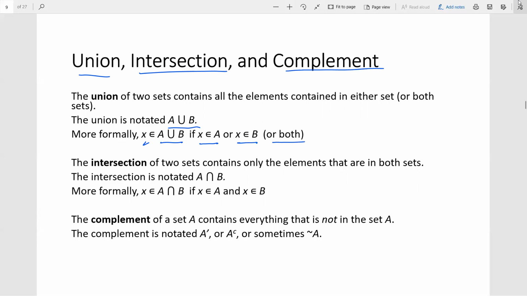The intersection of two sets contains only the elements that are in both sets. They have to be common to both sets. And it's notated like this.